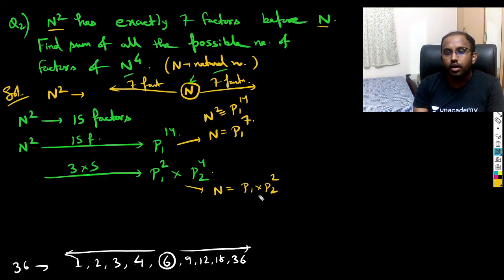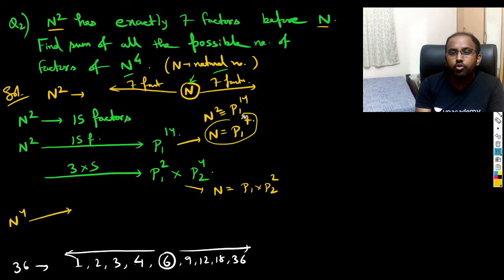Okay, now how many factors does n to the 4 have? On one hand, n is equal to p1 raised to 7, so n to the 4 is equal to p1 raised to 28. And on the other hand, n is p1 p2 square, so n to the 4 is p1 raised to 4 into p2 raised to 8, right?